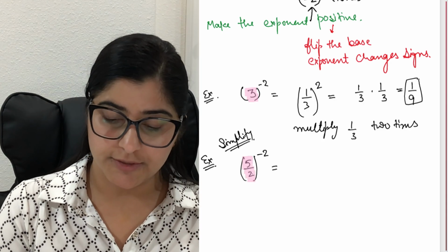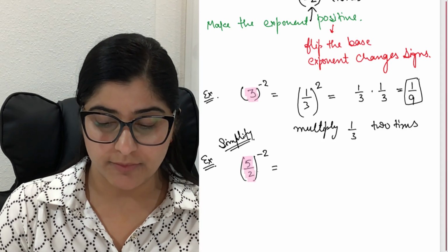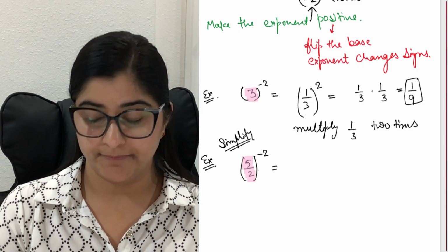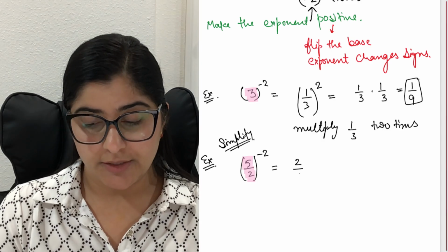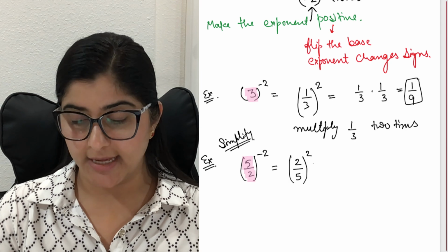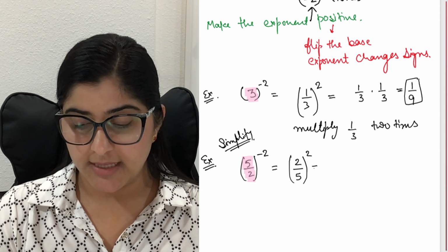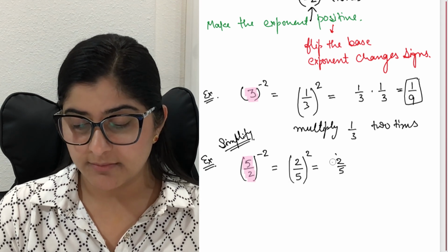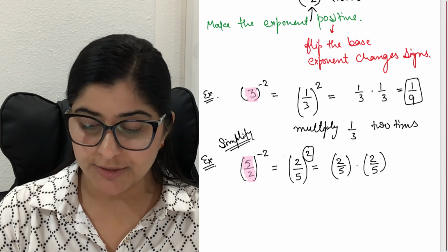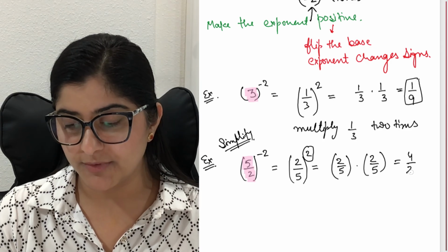The base is 5 over 2 and this exponent is for both 5 and 2 because this exponent is for the whole bracket. So 2 will go in the numerator, 5 will go in the denominator and the exponent will change its sign. So now this means 2 over 5 is multiplied by itself repeatedly. How many times? 2 times. So it is 4 over 25.